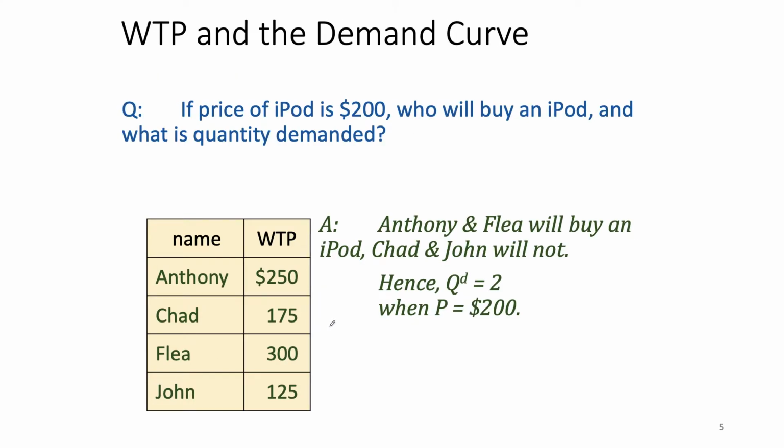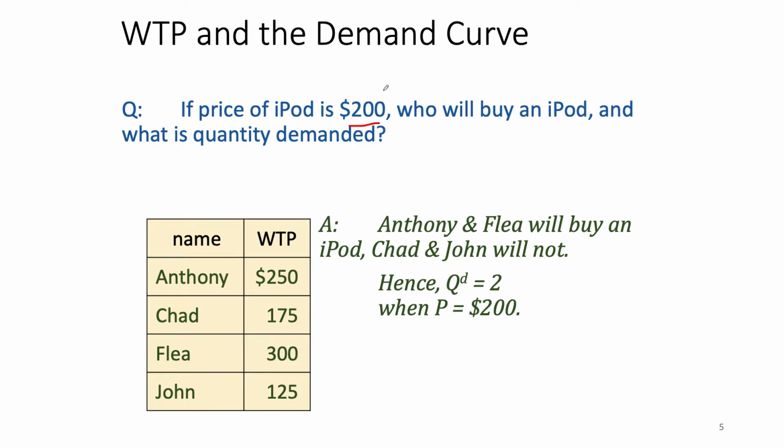So, if the price of the iPod is $200, suppose the market price, Apple produces it and sets the price at $200 for an iPod. Now, the question is, given that the price is $200, what is the total quantity demanded? To understand this, we ask who will be willing to buy this product when the price is $200? The intuitive answer is the only consumers who will buy are consumers whose willingness to pay is greater than the asking price.